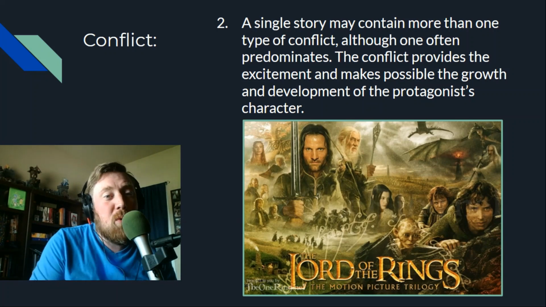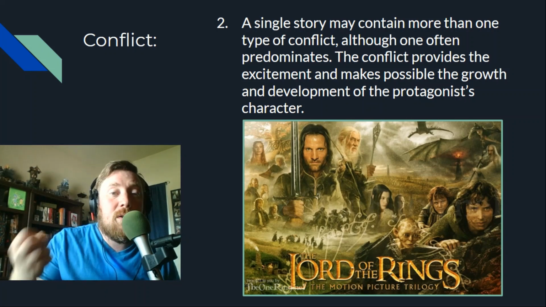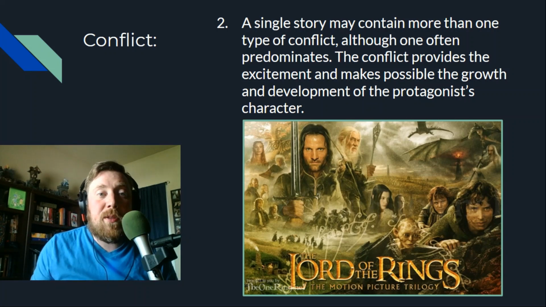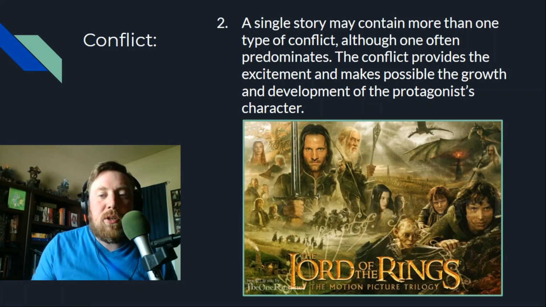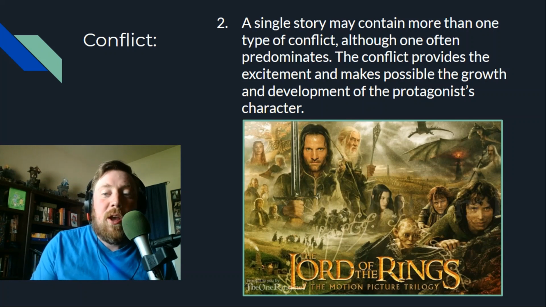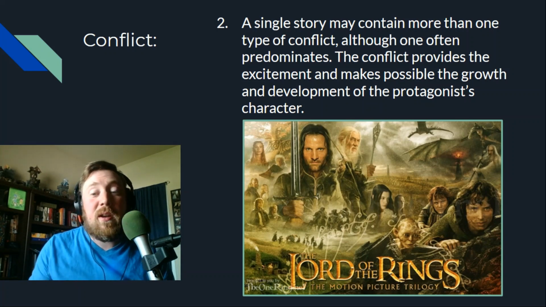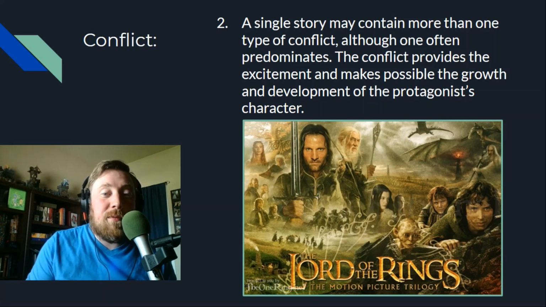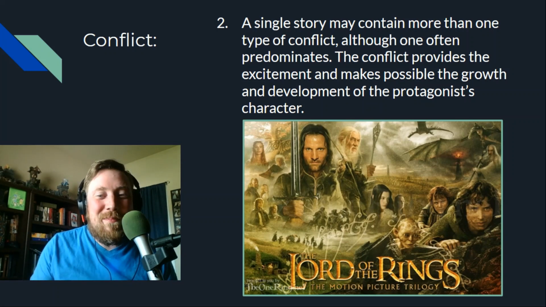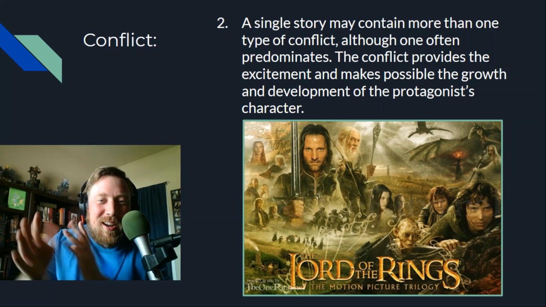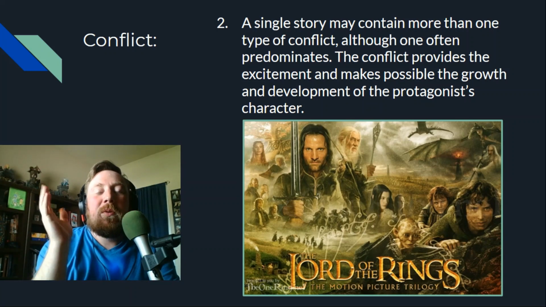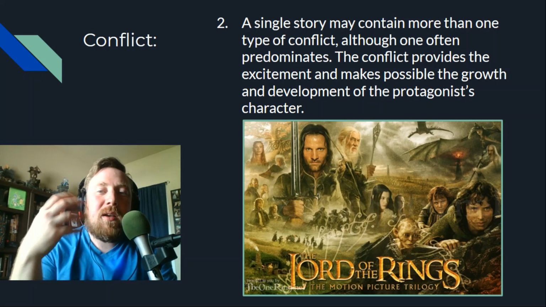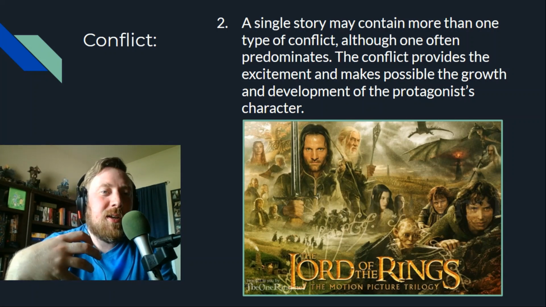You have conflicts between dwarves and elves. You have conflicts between Aragorn and Elrond. You have conflicts between the different factions of men, as Rohan and Gondor are tangling for position, trying to decide if they're going to support one another. You have this conflict between Gandalf and Saruman, and Gandalf and the Balrog, and Gandalf, and really, a lot of conflict centers around Gandalf, doesn't it? Gandalf and the orcs, whatever it might be. And so you have all of these conflicts that are intertwined and infused under the umbrella of good versus evil. So conflict provides the excitement, and it makes possible the growth and development of the protagonist character.